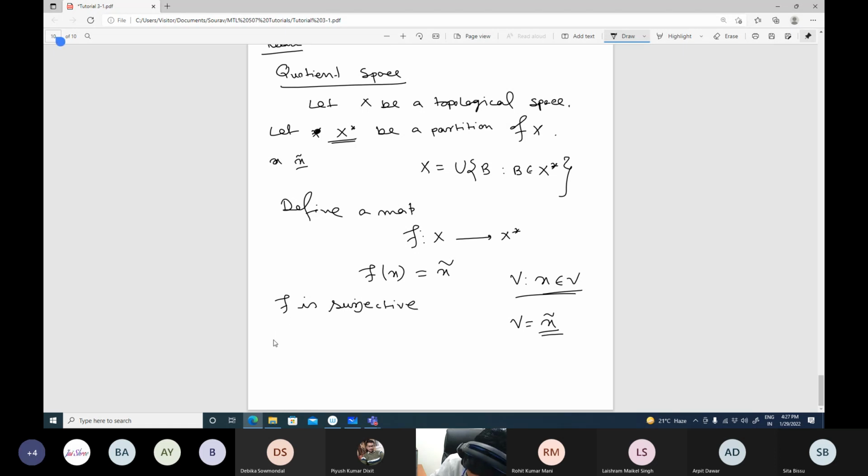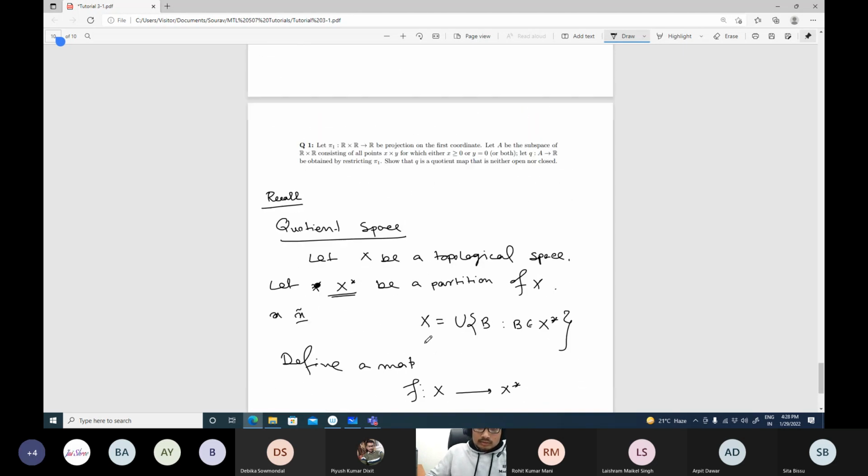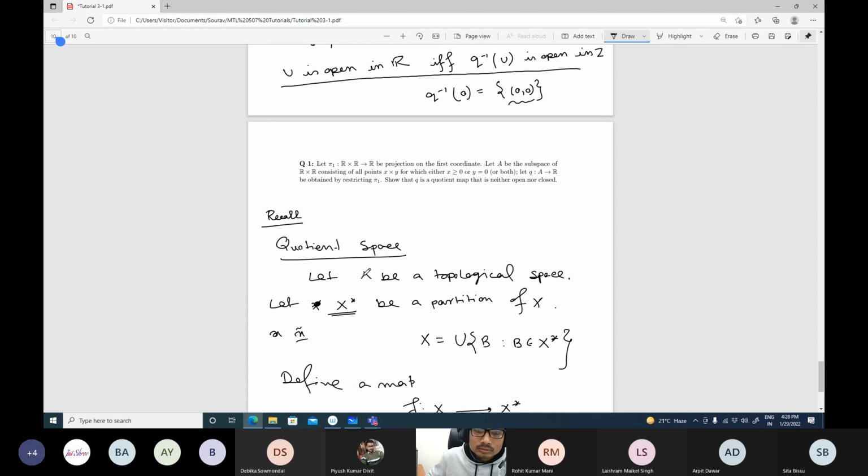We define a topology tau dash on X star as follows: U, a subset of X star, is open, or in other words U belongs to tau dash, if and only if F inverse of U is open in X, right? In this way we define quotient spaces. This is for your information.